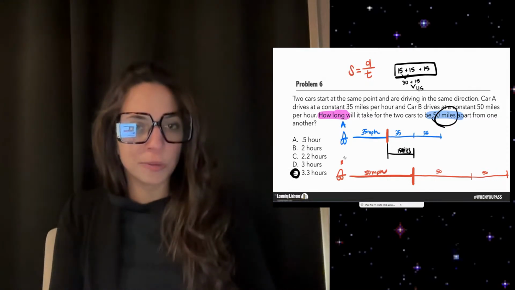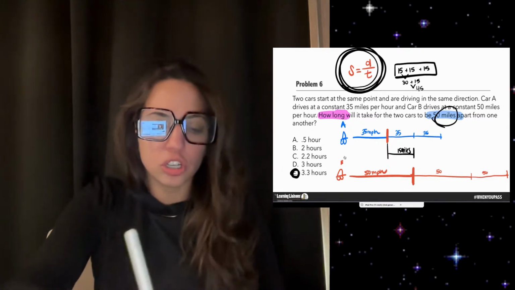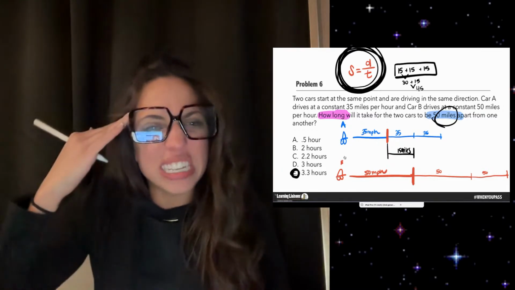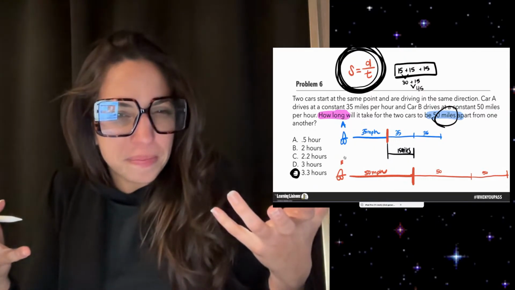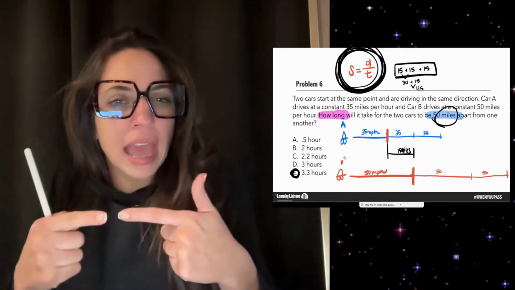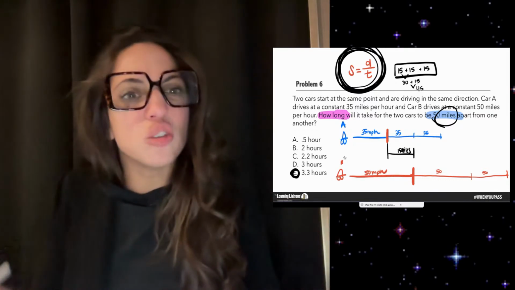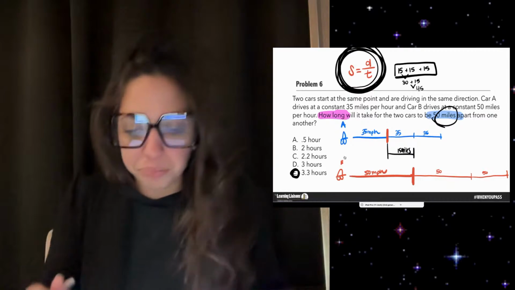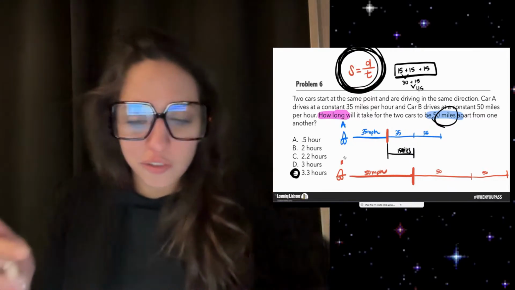E is your right answer. I did all of that without using a formula. I just did it with visualization, right? Okay, let's look at speed equals distance over time and how to solve it using that method, okay?